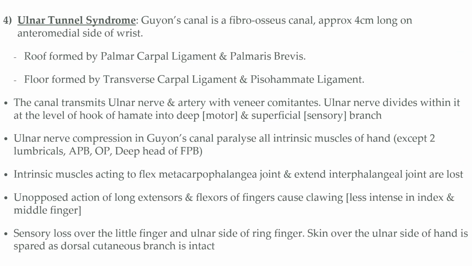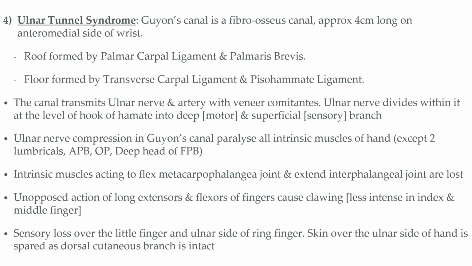Ulnar tunnel syndrome. The ulnar nerve traverses Guyon's canal, which is a fibro-osseous canal approximately 4 centimeters long, located anteromedial to the wrist. This canal is roofed by the volar carpal ligament, and the floor is formed by the pisohamate ligament along with the transverse carpal ligament. In Guyon's canal, the ulnar nerve divides into its terminal branches, which are the superficial and deep ulnar nerve.